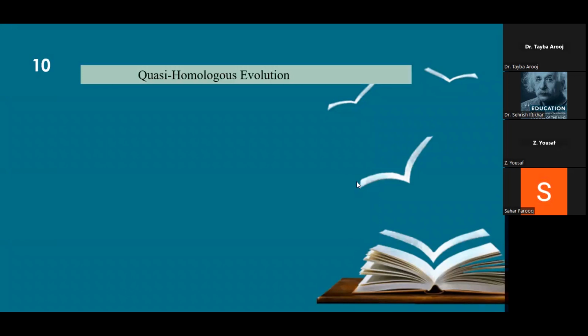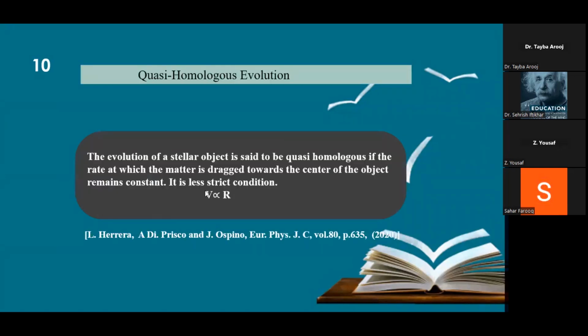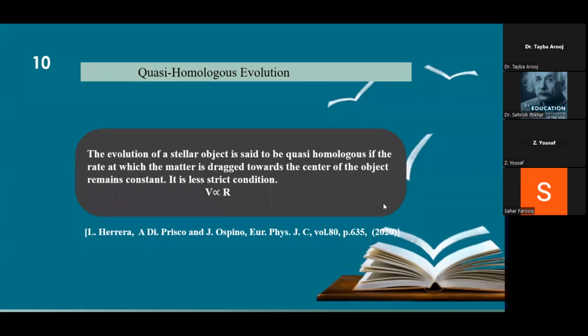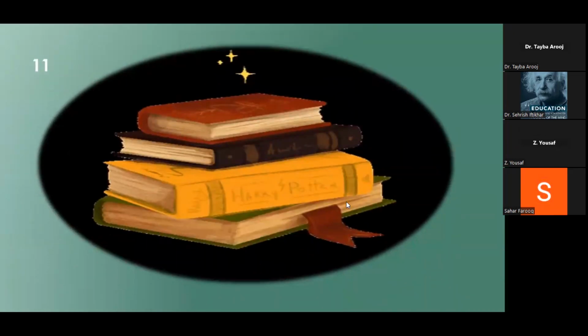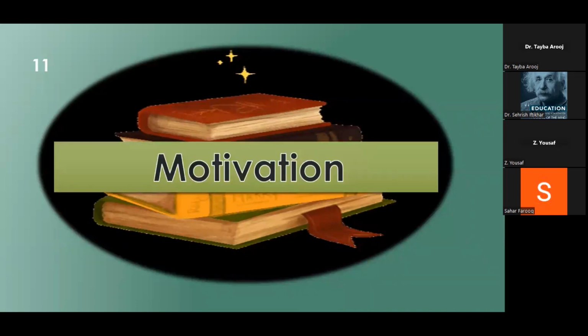So what is quasi-homologous evolution? I told you V is proportional to R. The evolution of a stellar object is said to be quasi-homologous if the rate at which the matter is dragged in toward the center of the object remains constant. It is a less strict condition than V is proportional to R. When we have V proportional to R, then V is equal to a constant times R, and we have V over R equal to a constant.